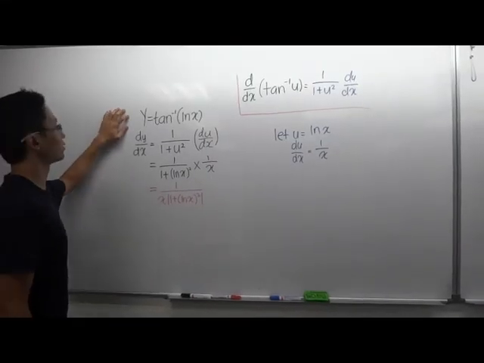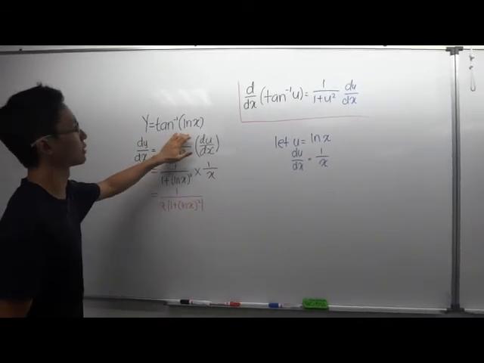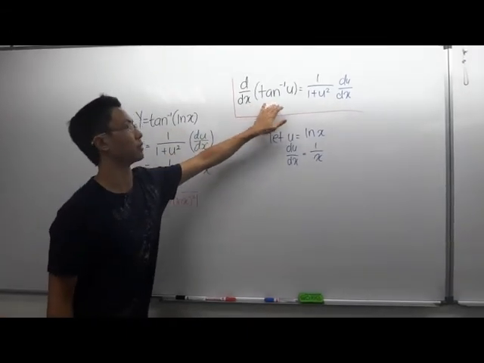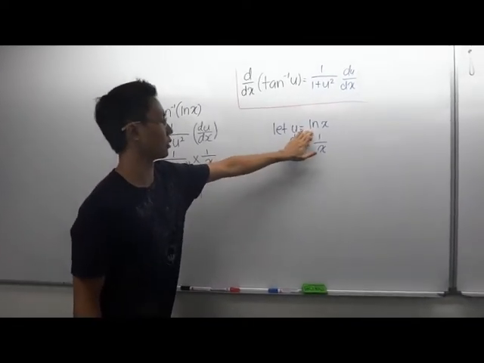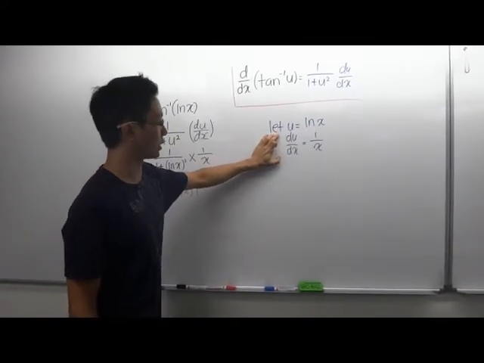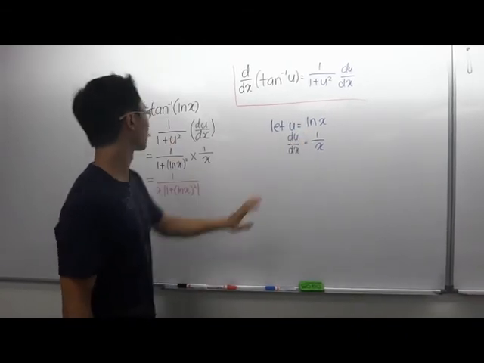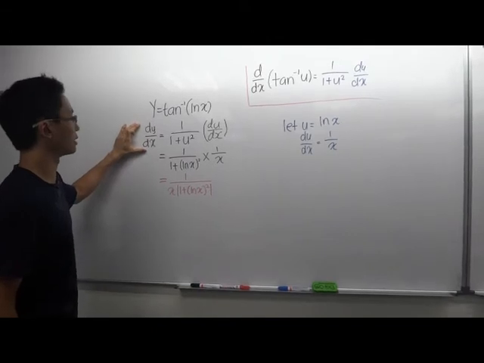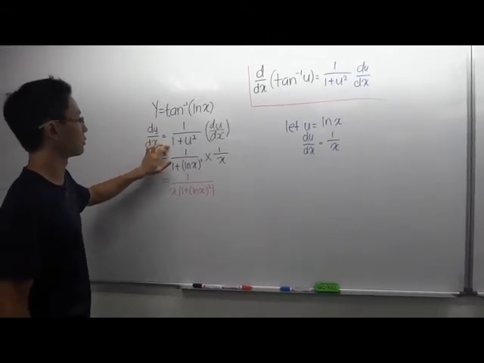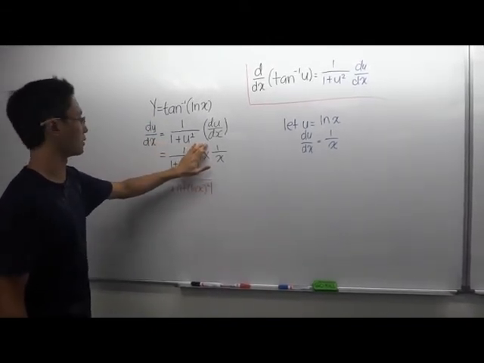So in the case of y equals tan inverse of ln x, we'll use the tan inverse u formula because that fits the best. The first thing we have to do is to let u equal ln x. Next, we differentiate u, so we get 1 over x. Now we have to apply the rest of the formula, so we'll get dy/dx is equal to 1 over 1 plus u squared multiplied by du/dx.